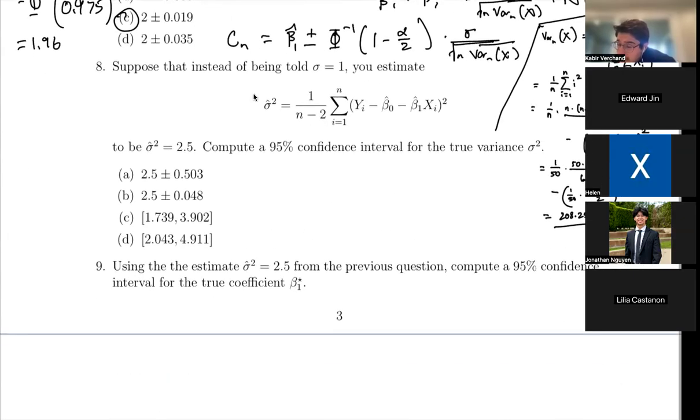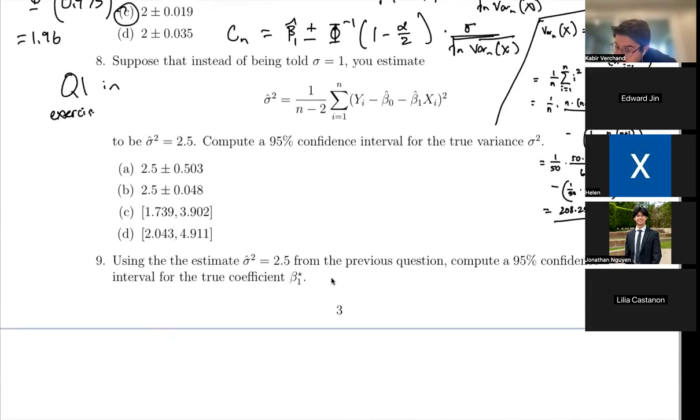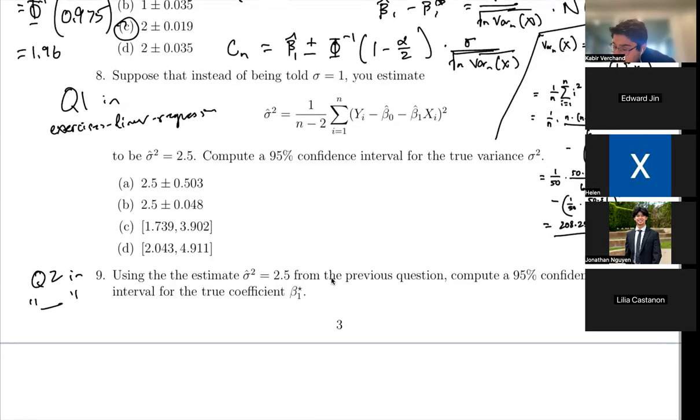And questions 8 and 9. 8 is question 1 in exercises. Is this what the node is called? Yeah, exercises linear regression. And 9 is Q2 in the same thing. So questions 8 and 9, we already did them in general. They're the exact same questions as question 1 and question 2, just with the specific numbers plugged in.